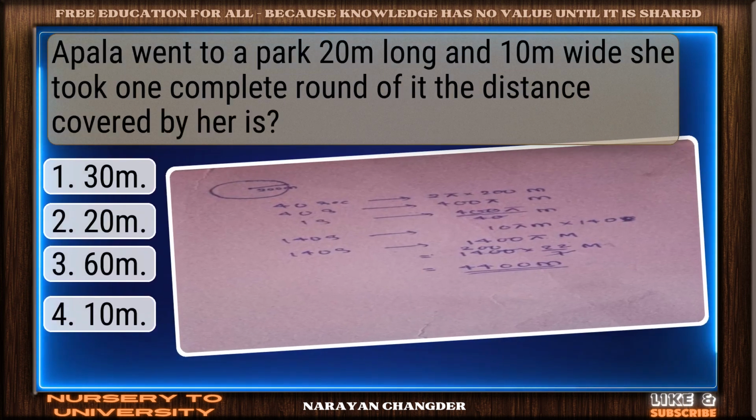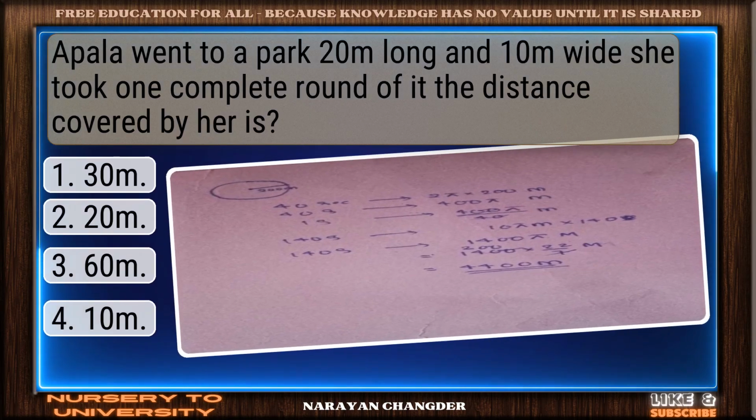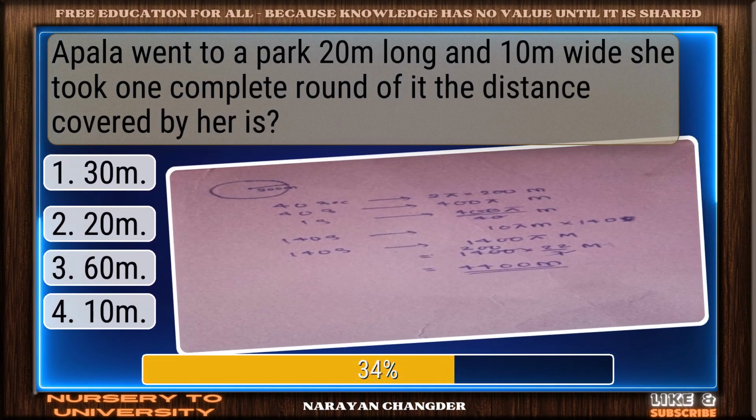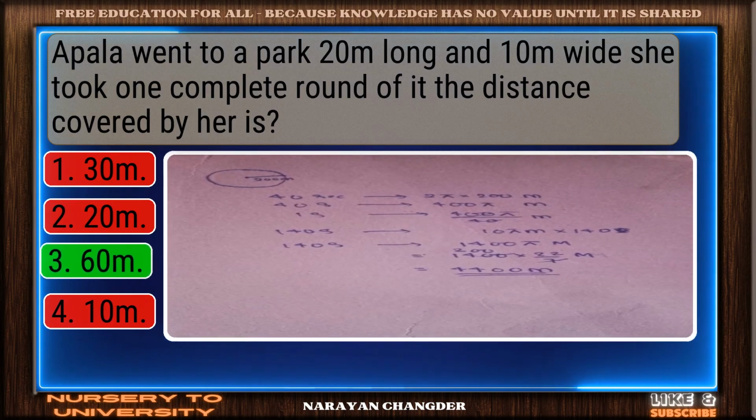Apollo went to a park 20 m long and 10 m wide. She took 1 complete round of it. The distance covered by her is. Great job. 6 cm is the accurate answer.